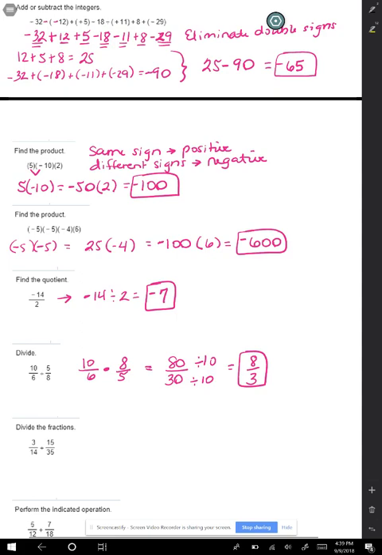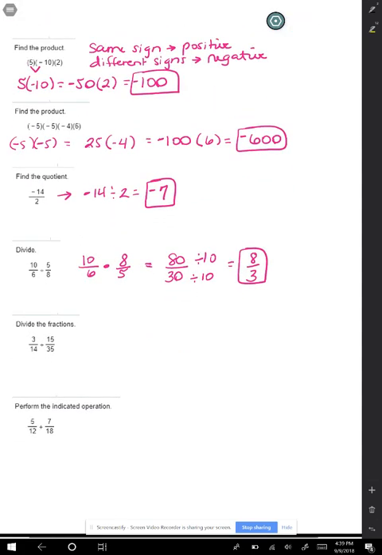The next one's the same thing, but the reducing is a little bit different because the numbers are bigger. So you might not automatically know a common factor. So I'm going to show you a different way to reduce. But we set it up the same way. We keep the first one. We change the division to multiplication, and we take the reciprocal of the second one. So we flip the second one. And then we multiply straight across.